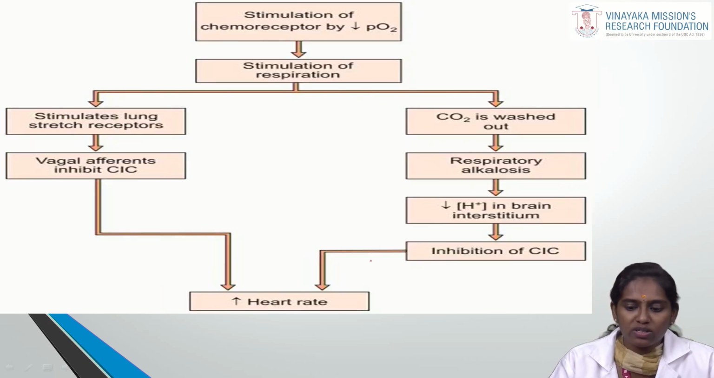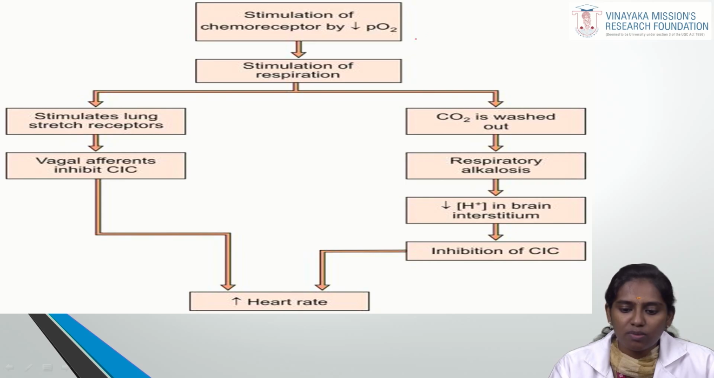Then this is the chemoreceptor mechanism. Chemoreceptors are stimulated by plasma oxygen. When plasma oxygen level is low, that leads to stimulation of respiration. Carbon dioxide is washed out, leading to respiratory alkalosis, which decreases hydrogen concentration in the brain interstitium, leading to inhibition of the CIC, which leads to an increase in heart rate. So when BP reduces, or plasma oxygen level is reduced, you can raise it by stimulation of the chemoreceptor.